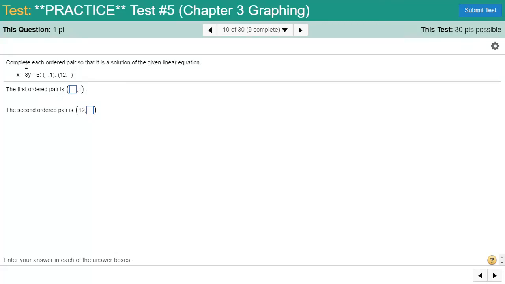So with question 10, we've been asked to complete each ordered pair so that it is a solution of the given linear equation. And this is very similar to what we've looked at already in question 8 and question 9, only notice this time, while we're still given an equation, in this case x minus 3y equals 6, the ordered pairs that we've been given are missing one of the coordinates. It's either missing the x coordinate or it's missing the y coordinate, and it's going to be our job to find that missing coordinate. So let's take a look here at the first ordered pair that we've been given.